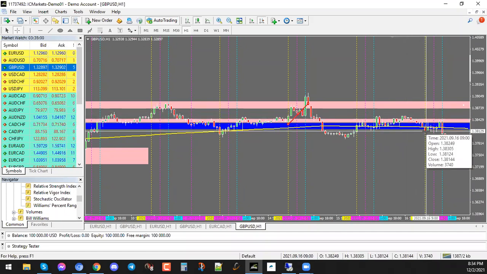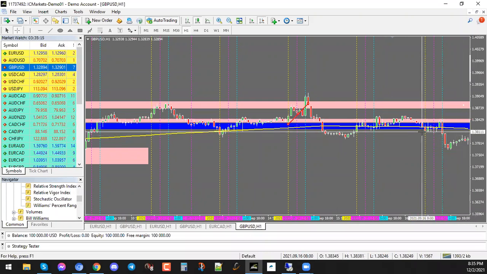It came back, retested the order block. It closed below the order block. Because it closed below the order block, it's telling me that the price may actually be bearish and not bullish anymore. Okay, so with price closing below the order block, I'm going to look for price to come back and retest the order block.